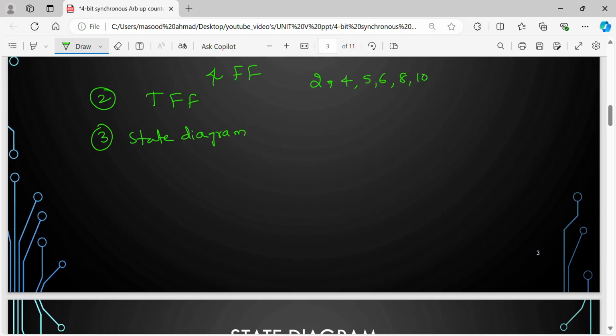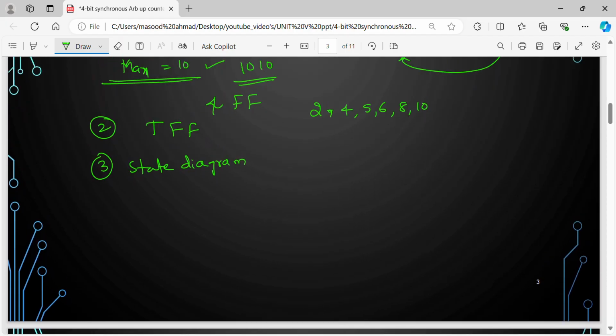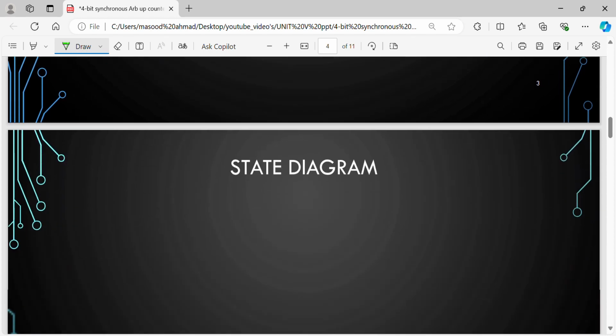If the present state is 2, from there it will go to state 4. From there we go to state 5, from there to state 6, from there to state 8, from there to state 10, and from there back to state 2. So it gets repeated, right? This we will represent in a state diagram.